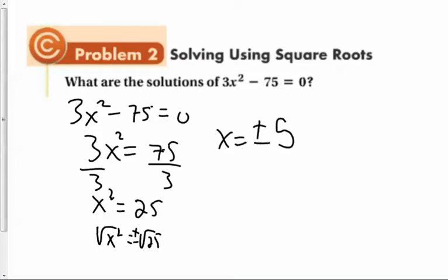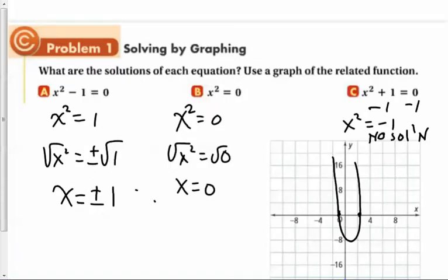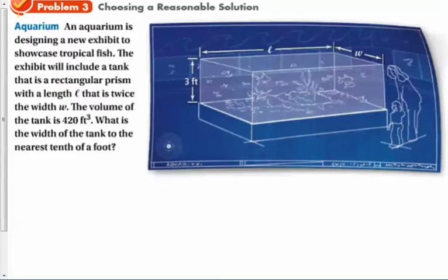Those are my two spots, okay? So a quadratic could give you two answers. Sometimes it gives you one, all right? So check out the Got It, see if you can do that one.